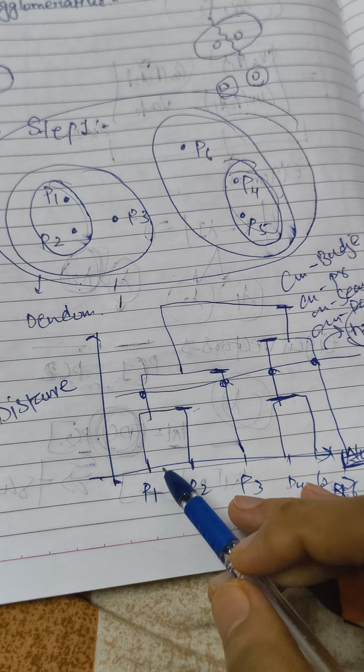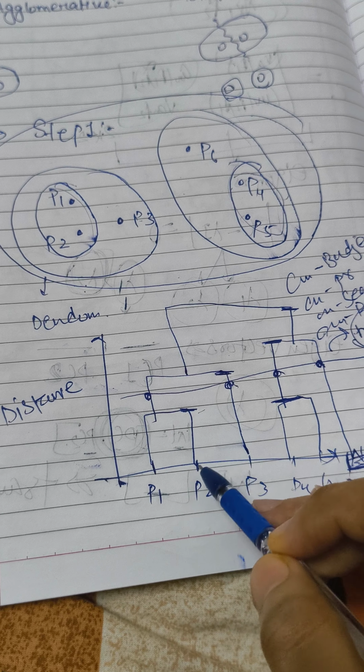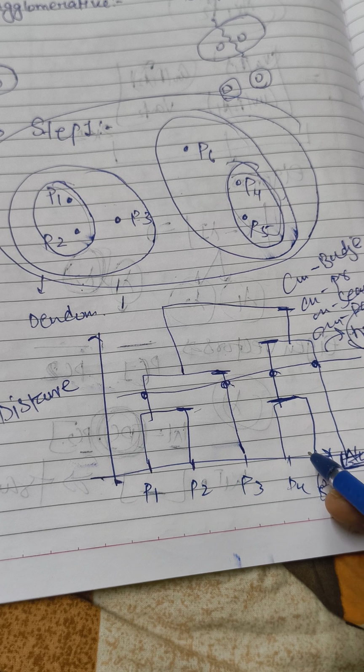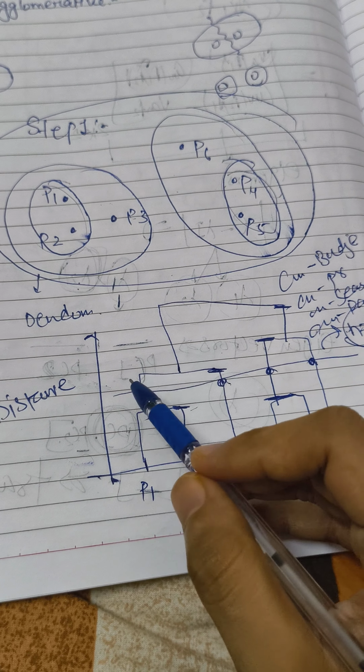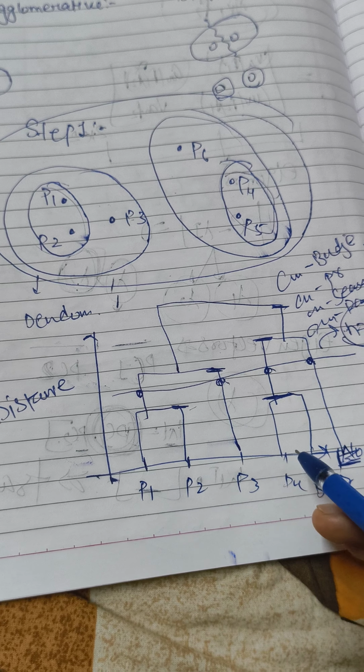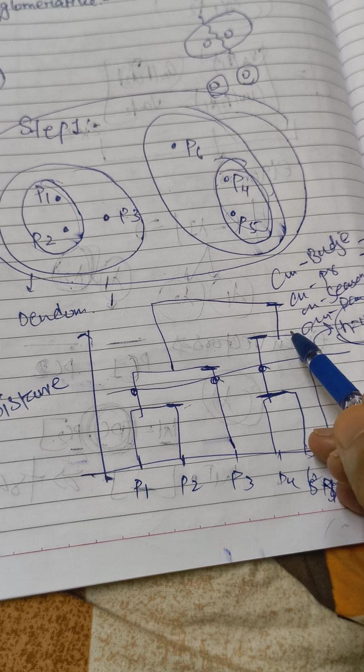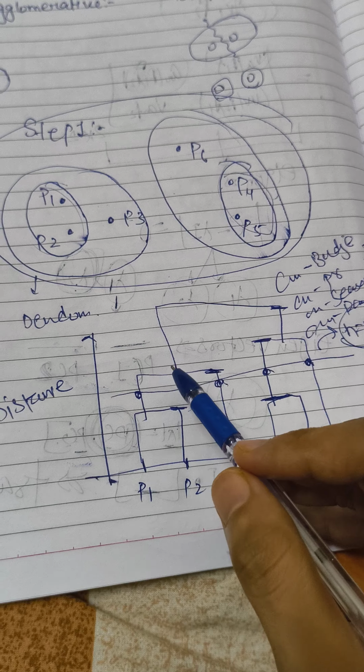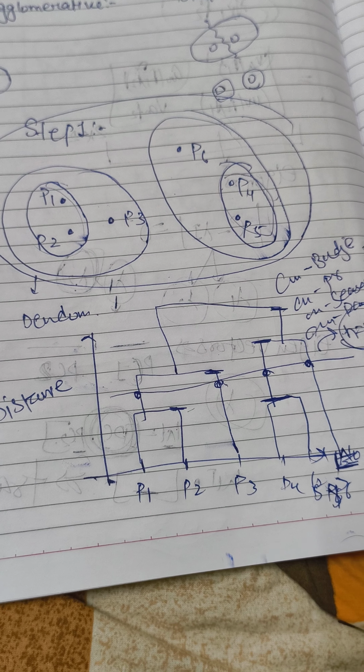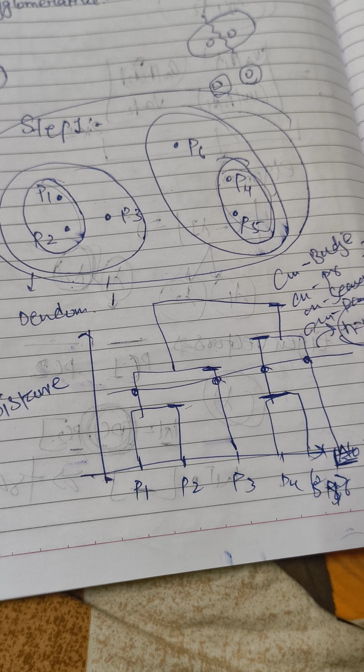Now just see, we merged P1, P2, and P4, P5 initially. Then we merged P3 with P1 and P2. And we merged P6 with P4 and P5, and at last we merged all these points. So this part must be clear.